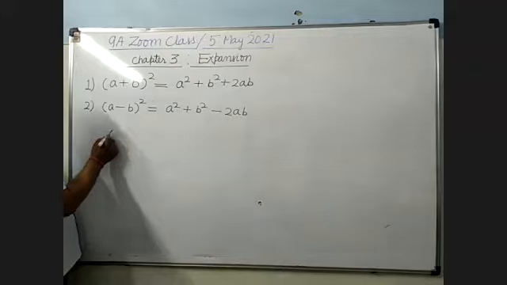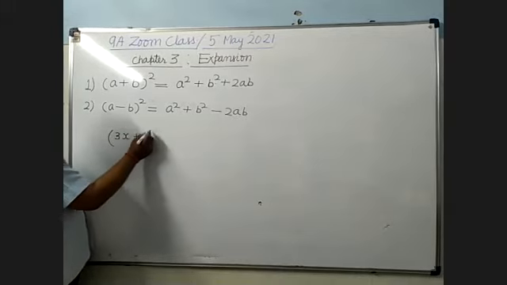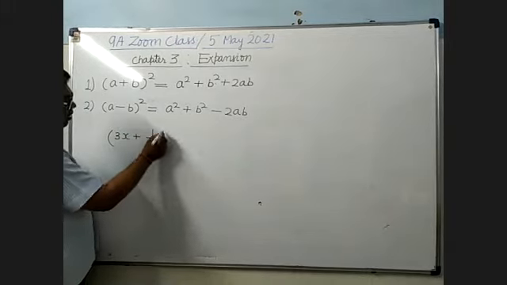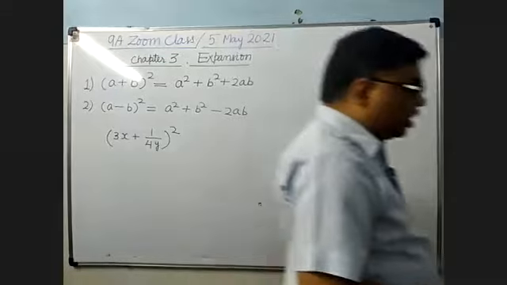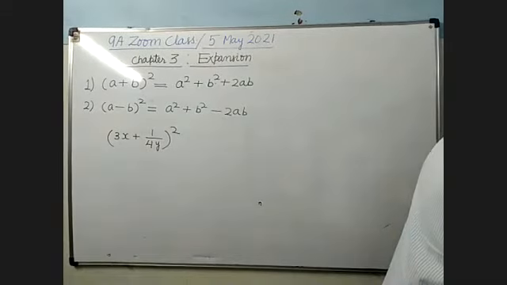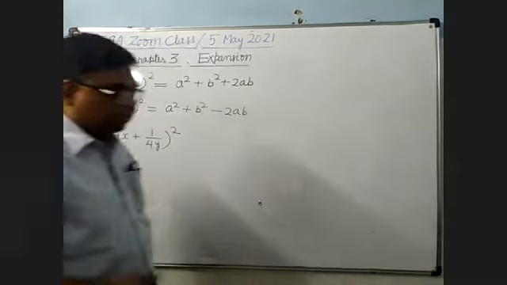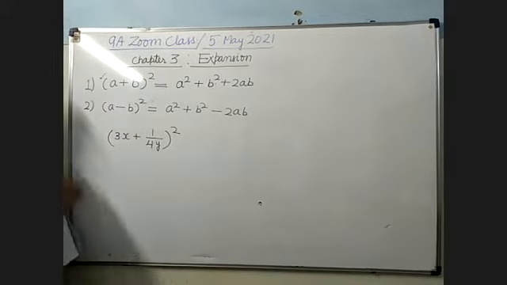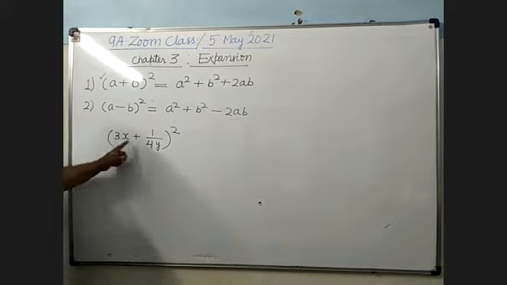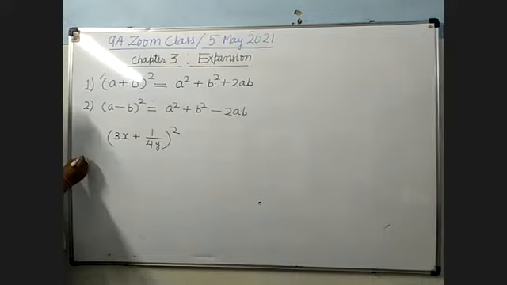Now see here, you take one example. For example, (3x plus 1 upon 4y) whole square. You have to expand it. How will you expand? We will expand by using the formula. You compare this with formula number 1. What will it be in place of a? Who can tell?